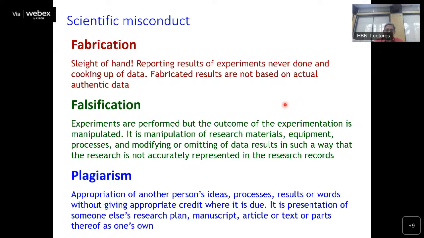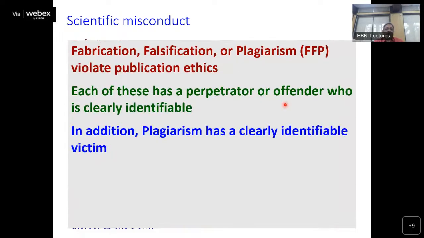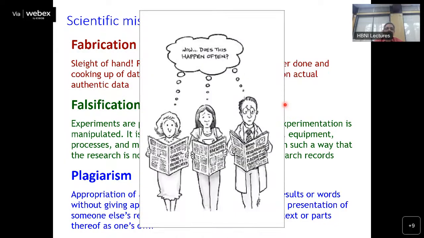Okay, and then you can ask a question. I mean, if there are such serious misconducts, do they keep occurring often? Unfortunately, they do, of course. So these fabrication, falsification, and plagiarism, they totally violate publication ethics and research ethics. And one thing which is very specific here is that each of these misconducts has a perpetrator or an offender who is very clearly identifiable. But the last one, plagiarism, has an additional thing. It has a very clearly identifiable victim also, in addition to the person who has actually carried out the plagiarism.